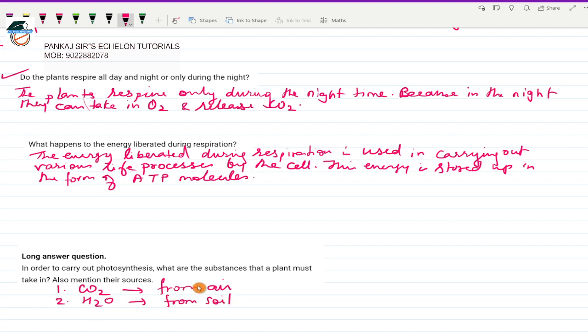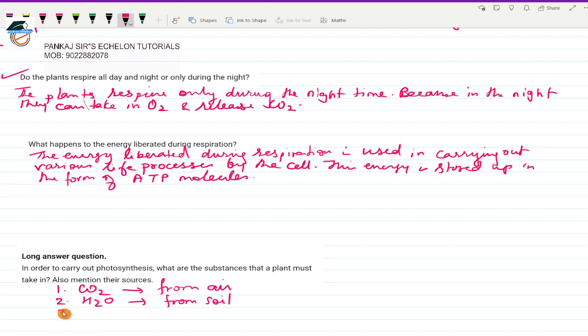I'm mentioning the source also because in the question it is asked. Also mention their sources. So carbon dioxide and water are the main two sources. Okay, the main two components or substances required for photosynthesis, and the sources also I have mentioned.